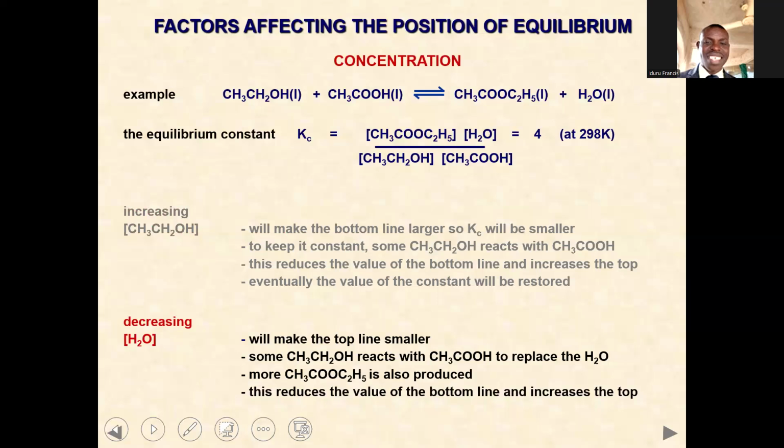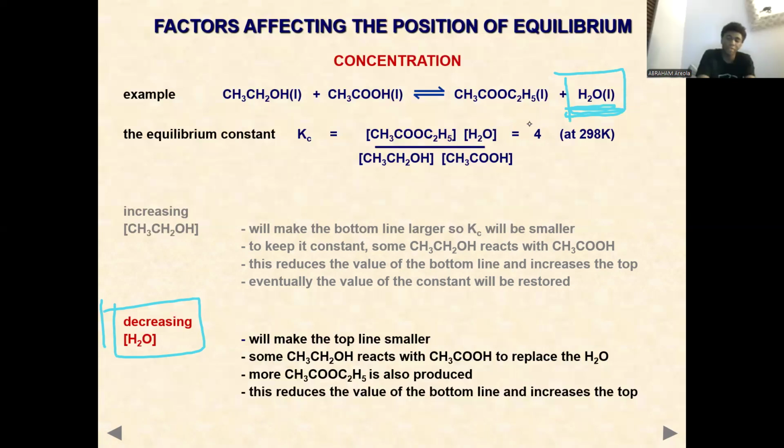All right. Now let's look at the other one, which is water. Water here is a product. We are decreasing the concentration of water. So how does it affect the position of the equilibrium? Where will it move to? Now I want to take it to another level. Look at the water in the equation. It's on the right-hand side. That's your product. To decrease it means to remove some water. Are you following?